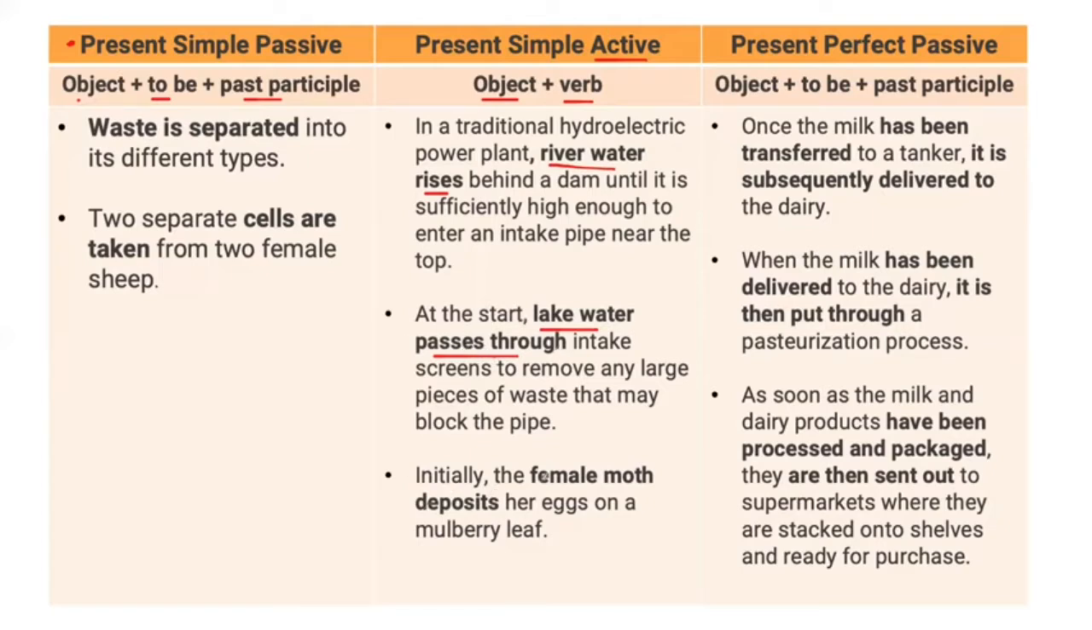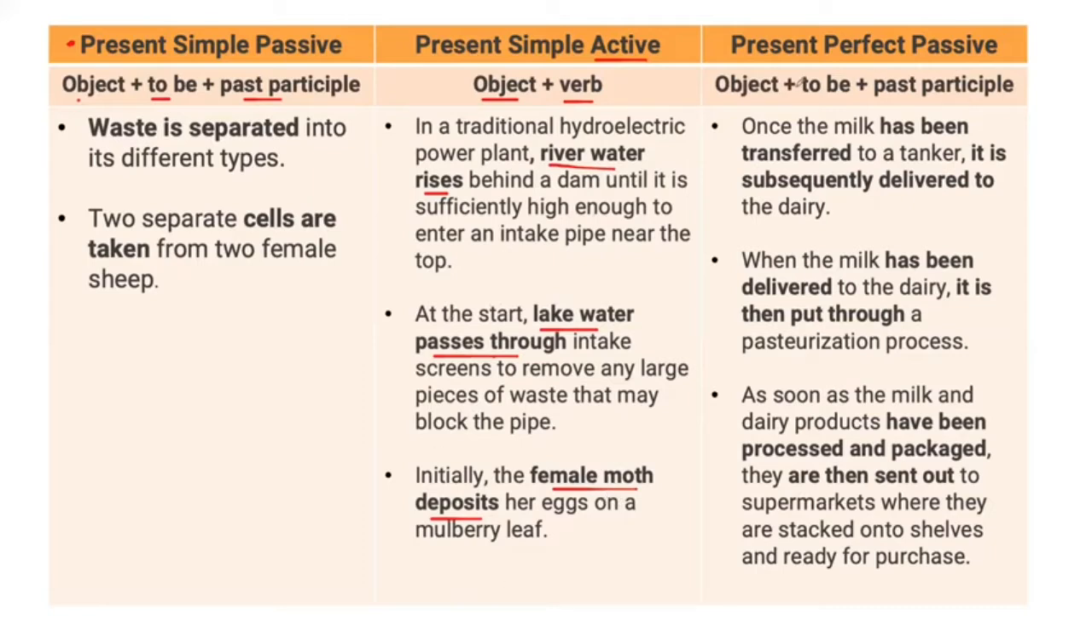Lastly, we see initially the female moth deposits her eggs on a mulberry leaf. The female moth is being active. The female moth deposits the eggs, so there isn't anyone else involved. It isn't passive because we know who or what is doing it, and this may sometimes come up as well.